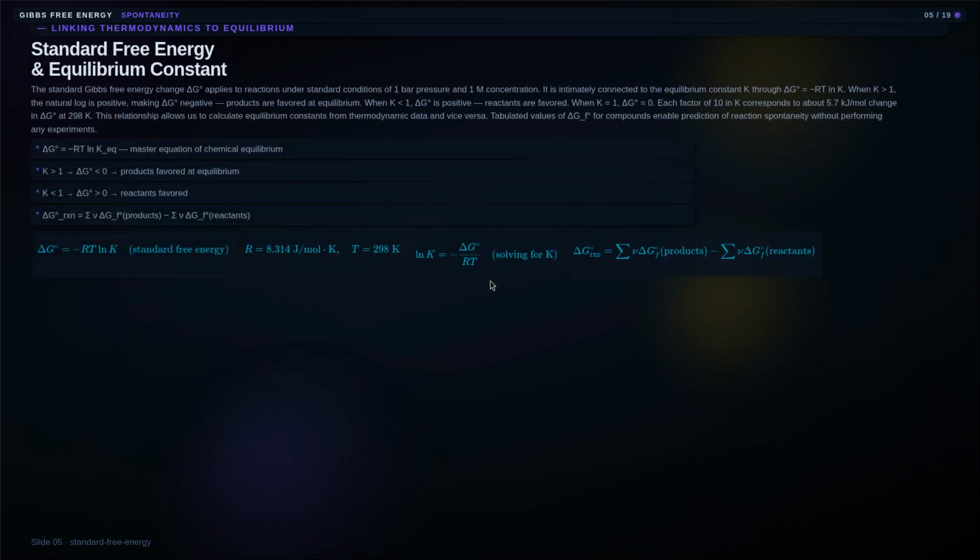The standard Gibbs free energy change delta G naught applies to reactions under standard conditions of 1 bar pressure and 1 molar concentration. It is intimately connected to the equilibrium constant K through delta G naught equals negative RT ln K. When K is greater than 1, the natural log is positive, making delta G naught negative. Products are favored at equilibrium. When K is less than 1, delta G naught is positive, reactants are favored. When K equals 1, delta G naught equals 0.